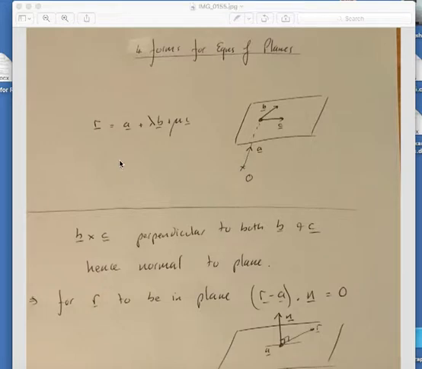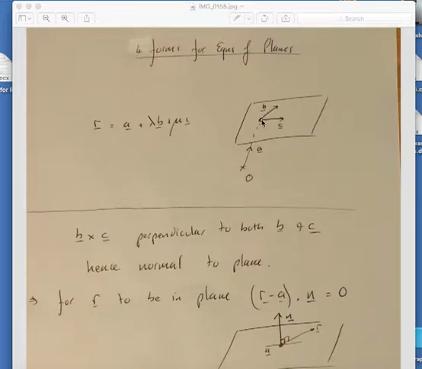So now we look at the algebra. This is what we had before. r = a + λb + μc gives me the equation of a plane, where a takes me from the origin to a point which is in the plane, and then some combination of b and c will allow me to move around within that plane. That's the most basic and slightly clumsy way of finding the equation of a plane.